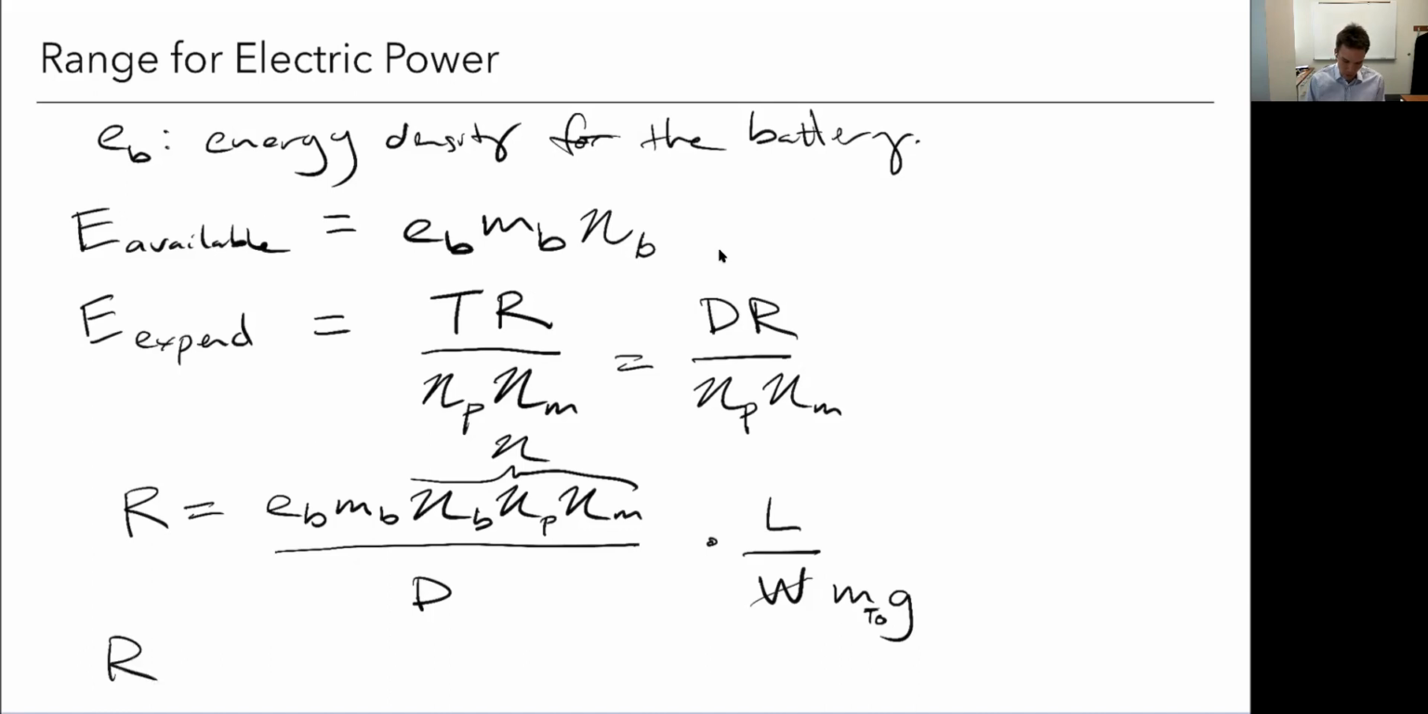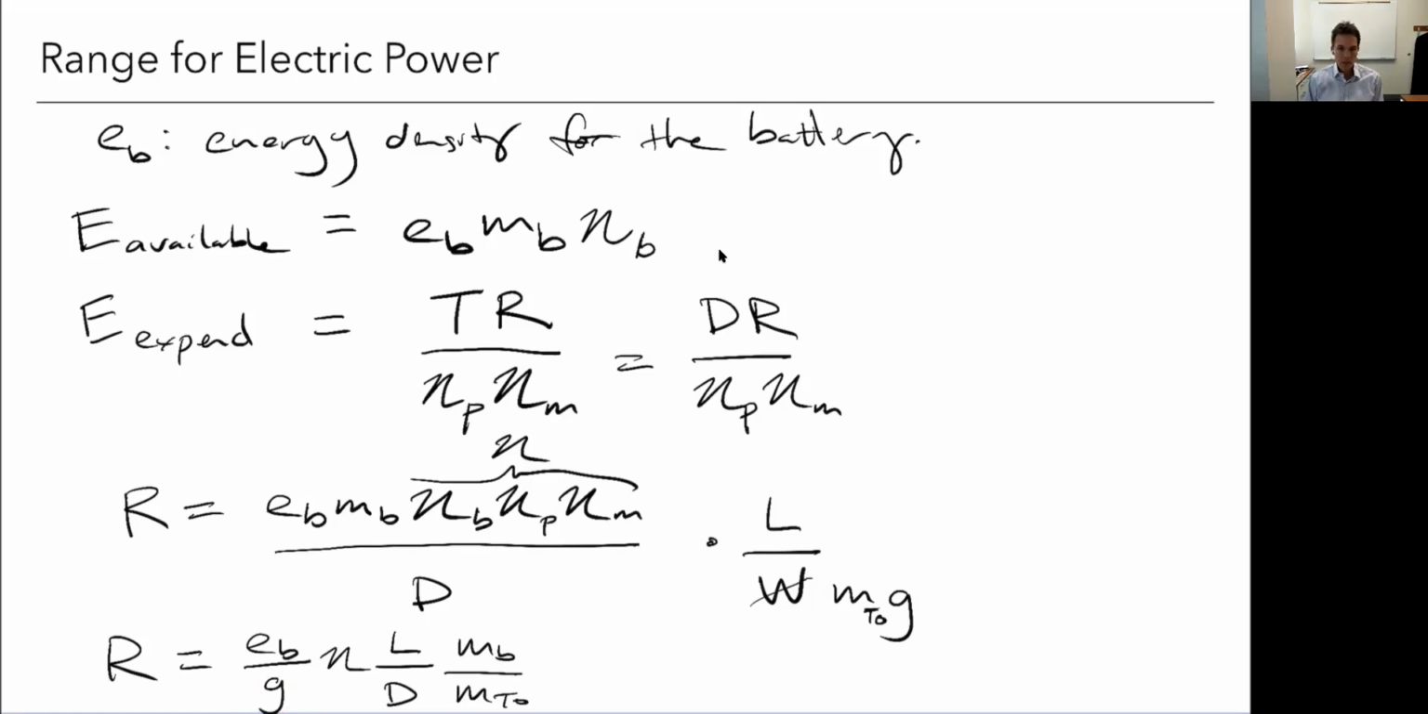So if I put this all together, I'm just going to slightly reorder this. It's going to be the energy of the battery times G times eta times L over D. And then I've got this fraction of the mass of the battery divided by my aircraft mass. Takeoff mass, same thing, aircraft mass. All right, so this is my final equation here. G, of course, is a constant.